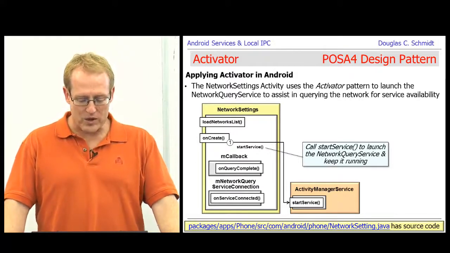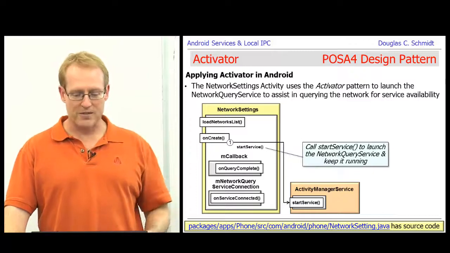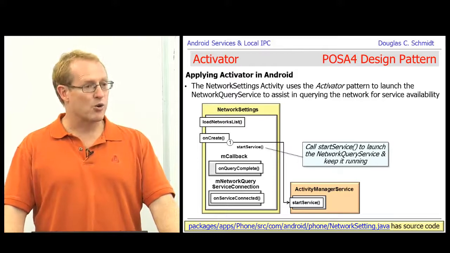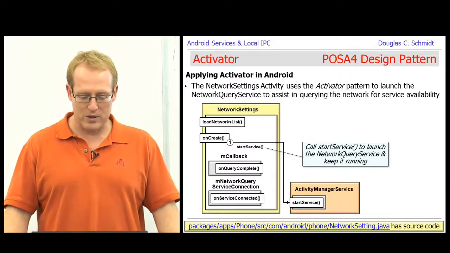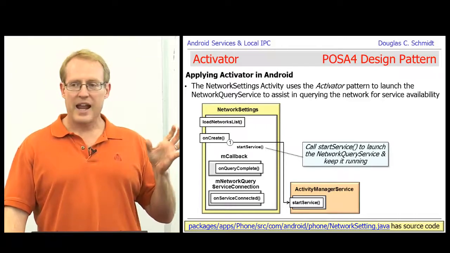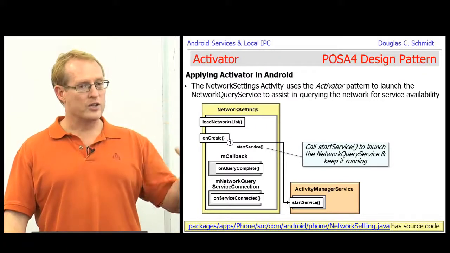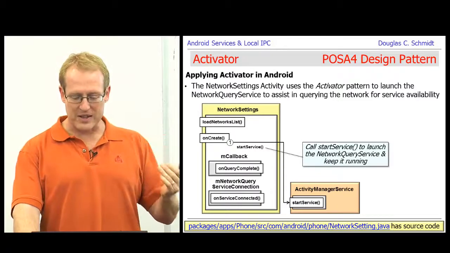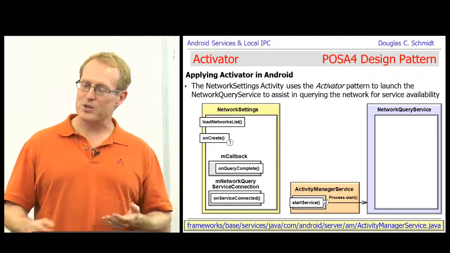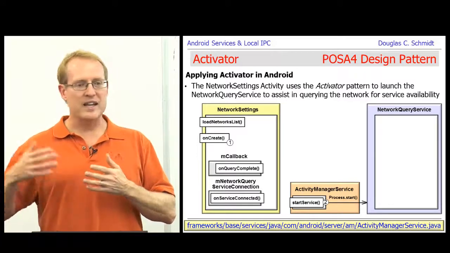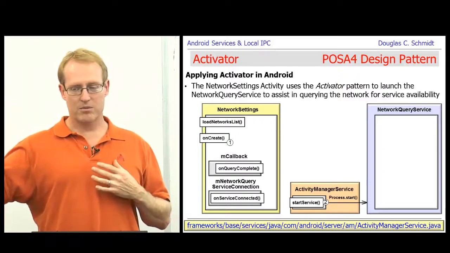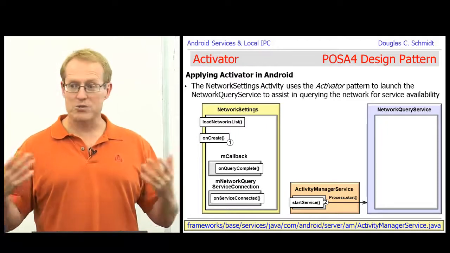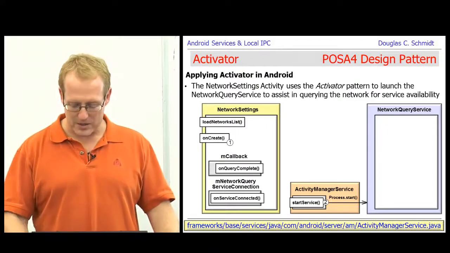So here's basically the way this works, and by the way, all the source code is available. You can take a look at that if you're interested. They have this network settings activity, and it has an onCreate method, and when you launch this thing, it turns around and makes a call to start service. It invokes start service to launch the network query service. But it doesn't talk to that directly, of course. It talks to the activity manager service. The activity manager service takes the request, and then it launches the process to run the network query service if it's not already running. So that's really the Activator part right there. It's activating it on demand.